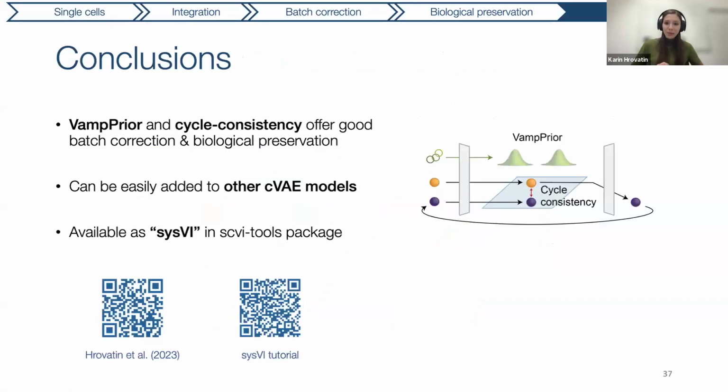Now, just to summarize what you need to know to improve your integration. VAMP prior and cycle consistency offer a good batch correction and biological preservation trade-off. They can be easily added to any other cVAE model. So if you're working on something related, I definitely urge you to try it out. And if you're not into developing your own model, we also made the model available as cVAE in the scVI tools package, which is commonly used for single cell integration.